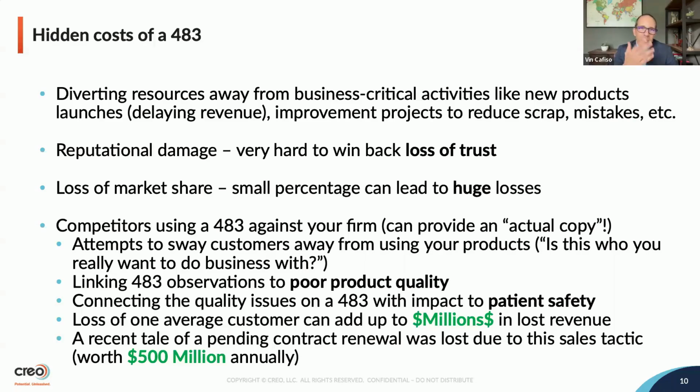And you have improvement projects, right? Some improvement projects are designed to reduce scrap or to minimize mistakes. These are projects that you're not going to be able to get to, so there's really good stuff that's being delayed. Again, this first bullet can vary dramatically in terms of the actual cost associated with it, right?